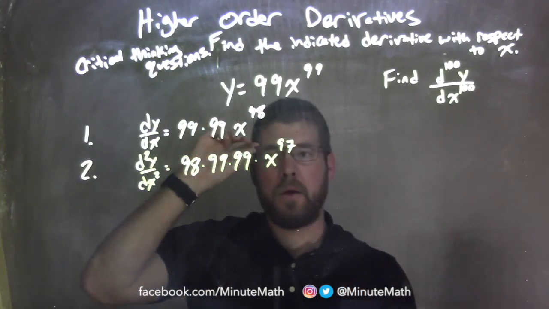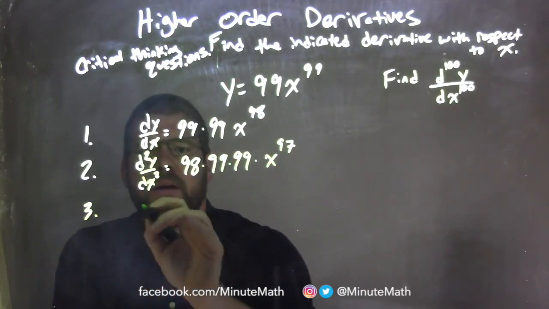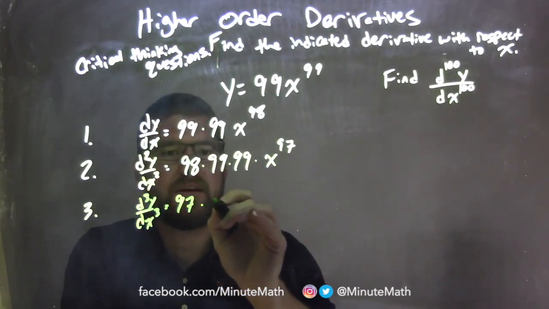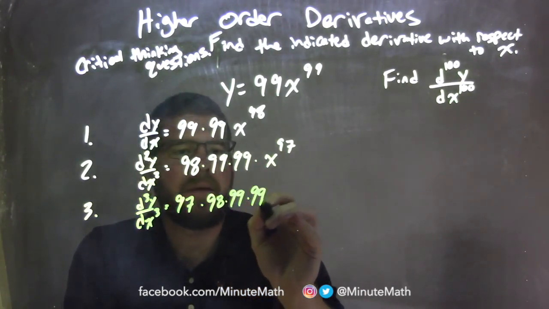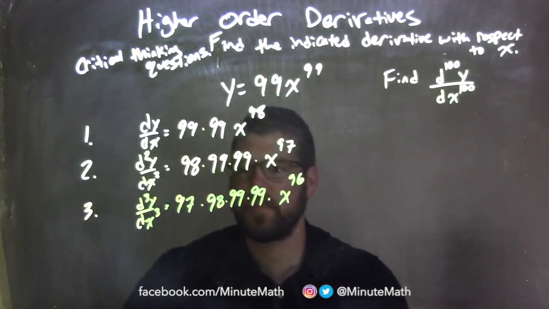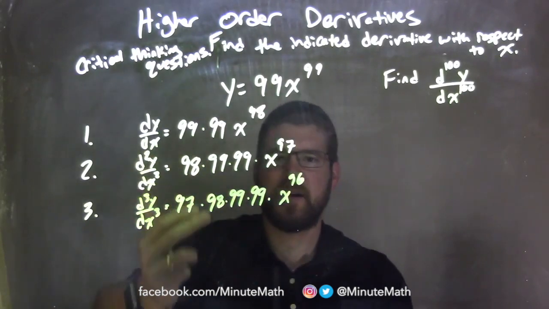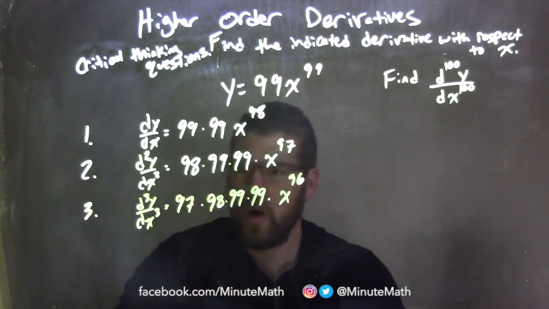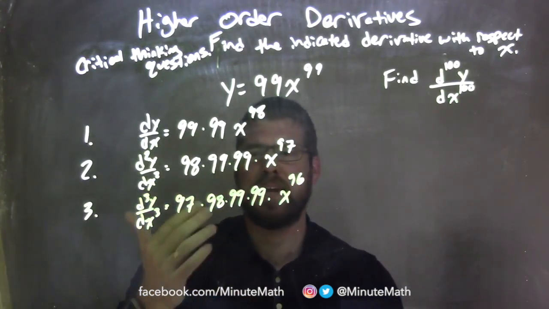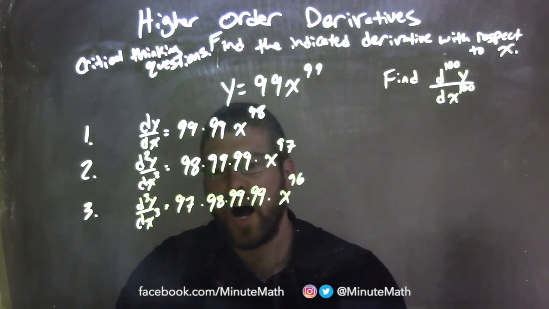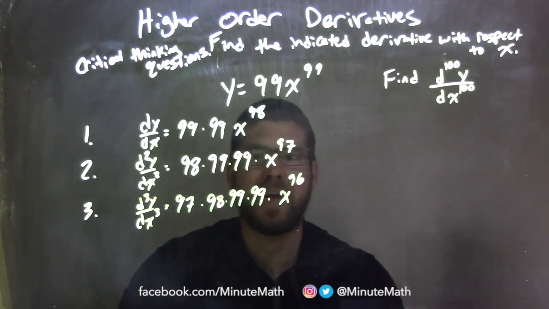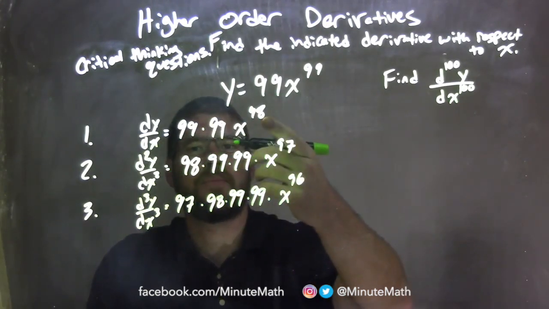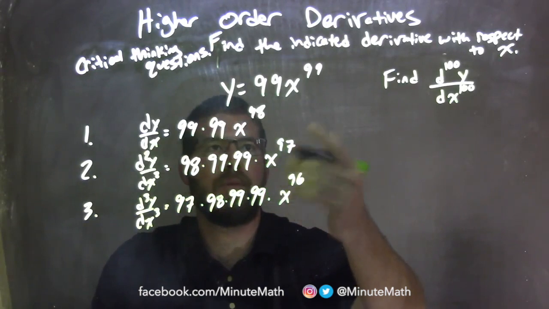Okay? Well, we keep doing this to a third one here. D to the third power y over dx to the third power: 97 comes down times 98 times 99 times 99 times x to the 96th power. Okay? So as I keep taking my derivatives and keep going down more and more, we're going to keep subtracting our exponent by 1 and multiplying it down. Okay? So now let's try to predict what's going to happen when we get down to, let's say, the 100th derivative. What's going to happen on the 100th derivative or the 99th derivative? So the first derivative gave us the 99 down here, 98 down there. Second derivative, 98 down here, 97 was up there, so we keep subtracting.